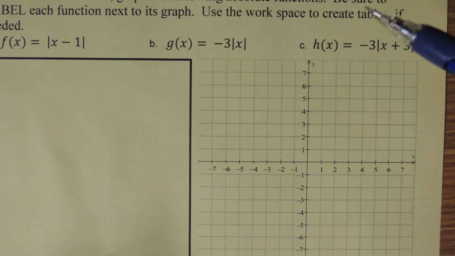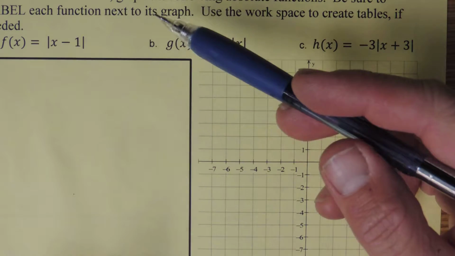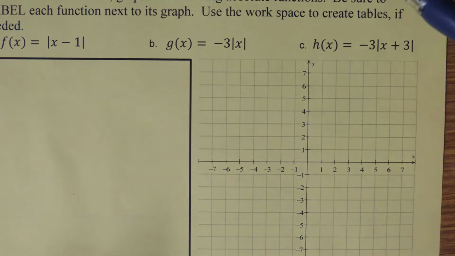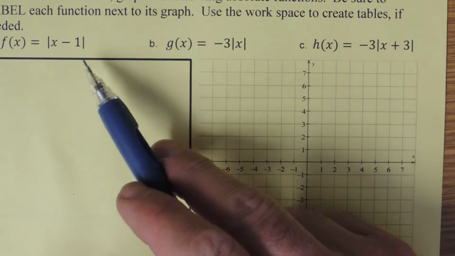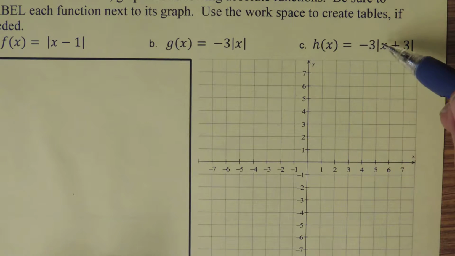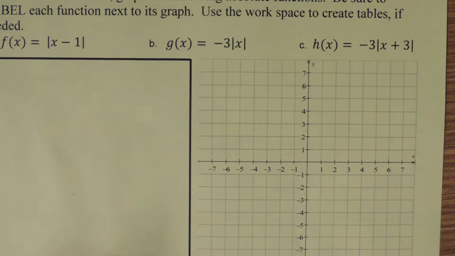Welcome to the video for the practice exam, solving problems, actually problem 4 on the Chapter 14 practice exam for math analysis. This one asks us to graph functions, and you'll notice they're all three absolute value functions, which is an interesting thing. Absolute value is always going to be positive, so if you have absolute value times a negative, the answer is always going to be negative.